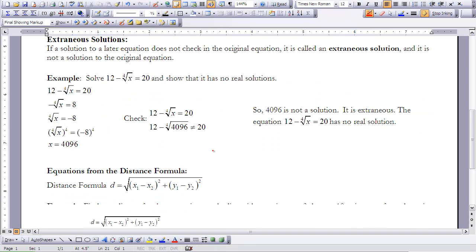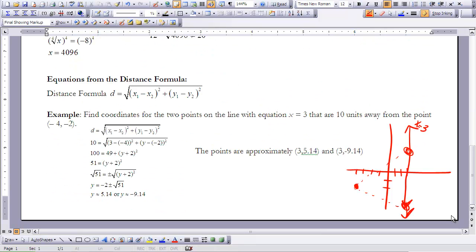Let's take a look at the last part of this lesson, which is working with equations with the distance formula. The distance formula has a radical in it, and has lots of squared terms in it, so it's a perfect time to use this formula to hit on some of the concepts that have been discussed during this chapter. So we know the distance formula is this: d equals the square root of the difference of my x values squared plus the difference of my y values squared.